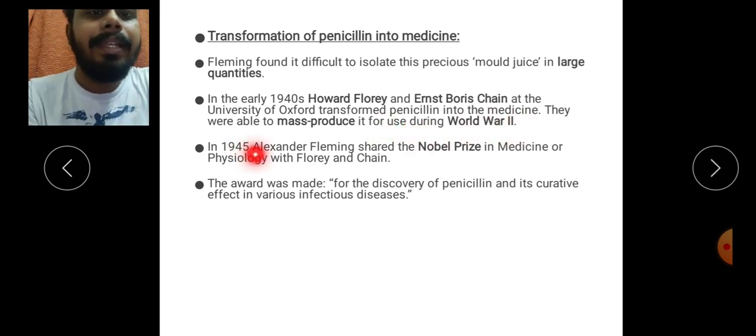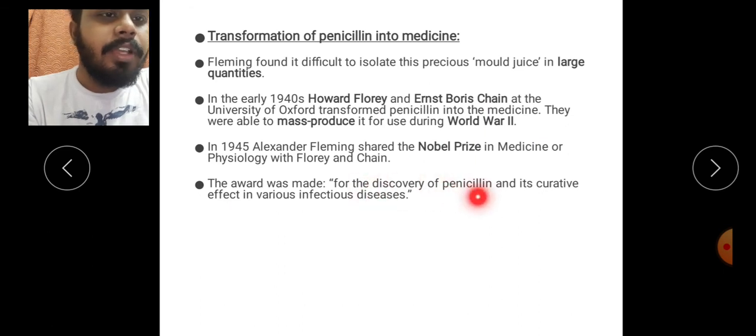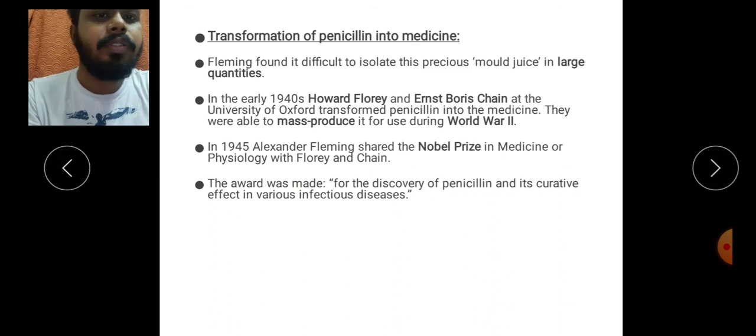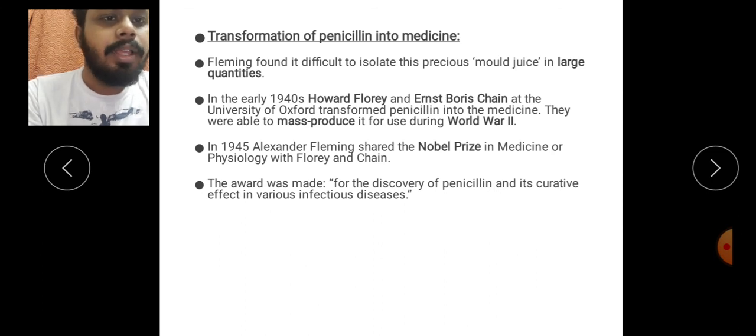In 1945, Alexander Fleming shared the Nobel Prize in medicine or physiology with Florey and Chain. The award was made for the discovery of penicillin and its curative effect in various infectious diseases. In this way penicillin was transformed into medicine with the help of those two scientists.